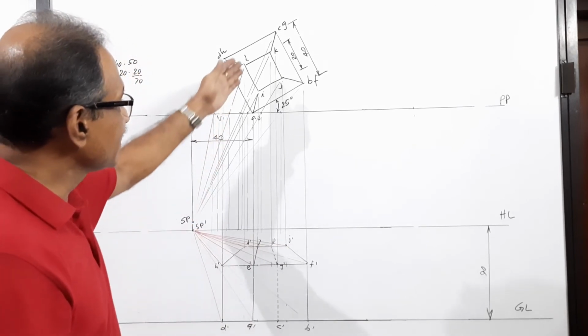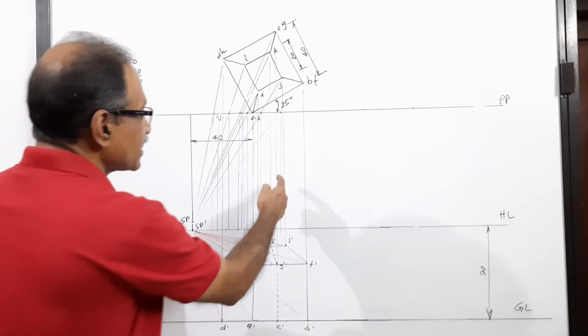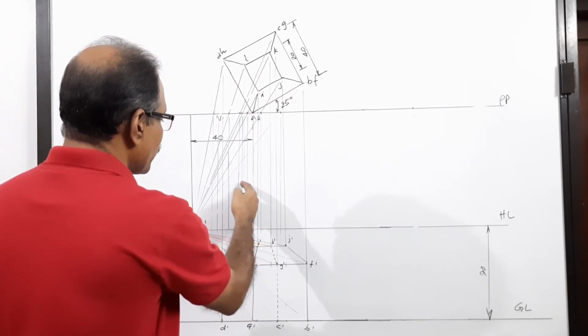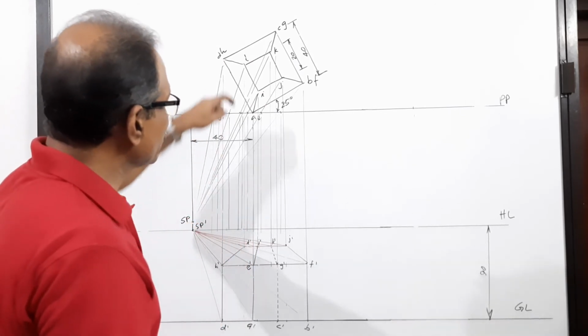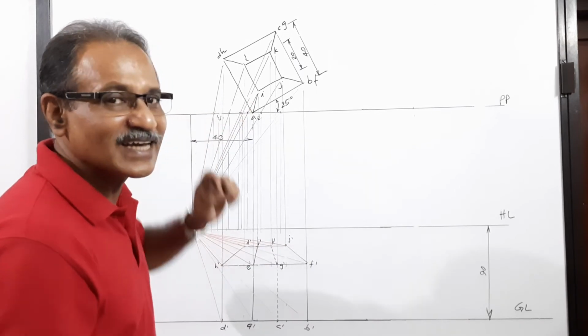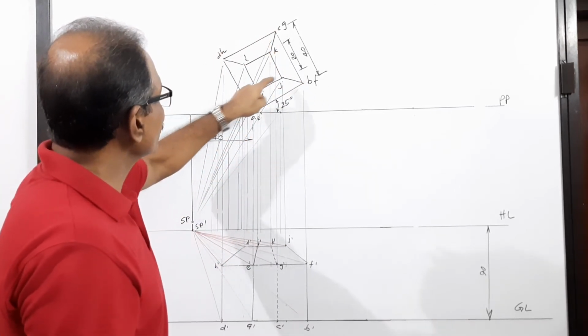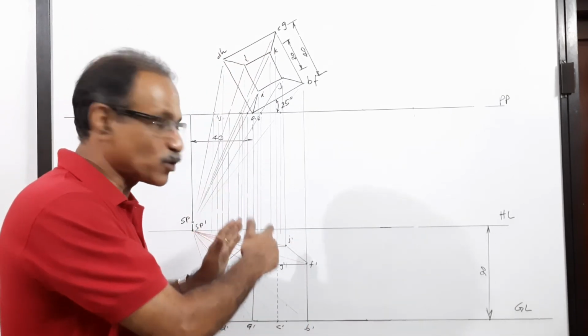Then intercepts. Where are the intercepts? Intercepts are these blue lines. 1, 2, 3, 4, 5, 6, 7. Only 7, because AE is on PP, so AE doesn't have an intercept. 1, 2, 3, 4, 5, 6, 7. All the intercepts which we have used in the previous problem, I have drawn up to this.